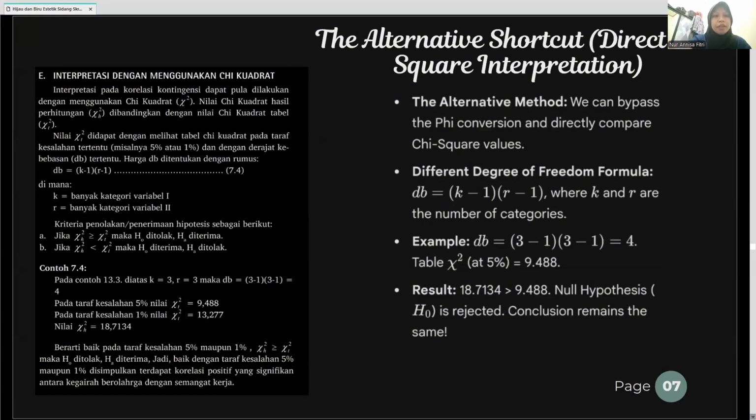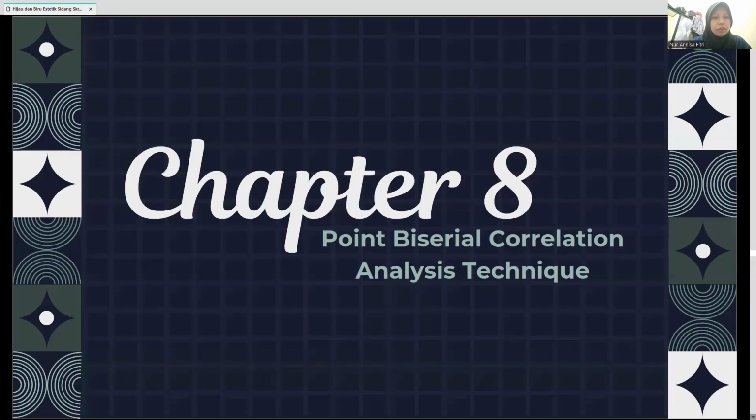Okay. Next slide is about the hypothesis testing. So I think this is the same. Okay, this is the alternative shortcut, direct chi-squared.